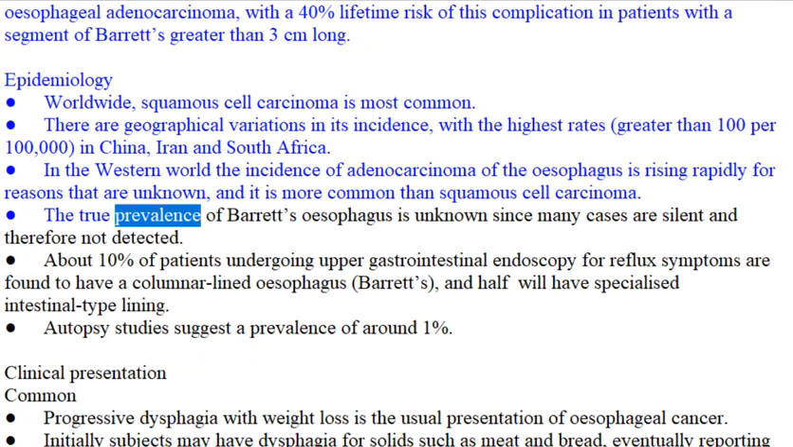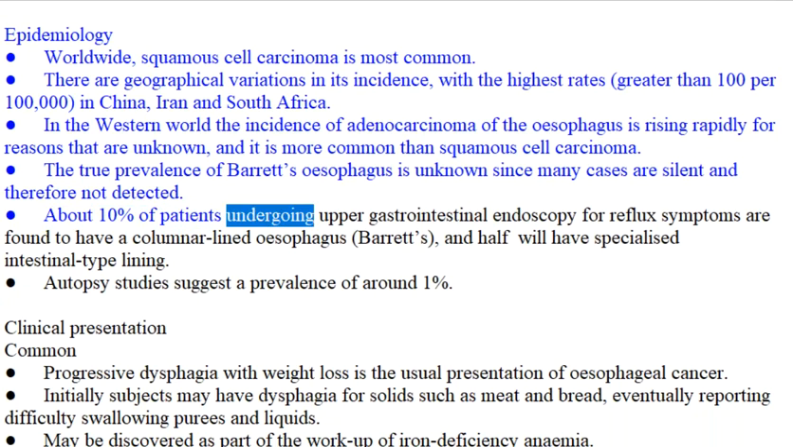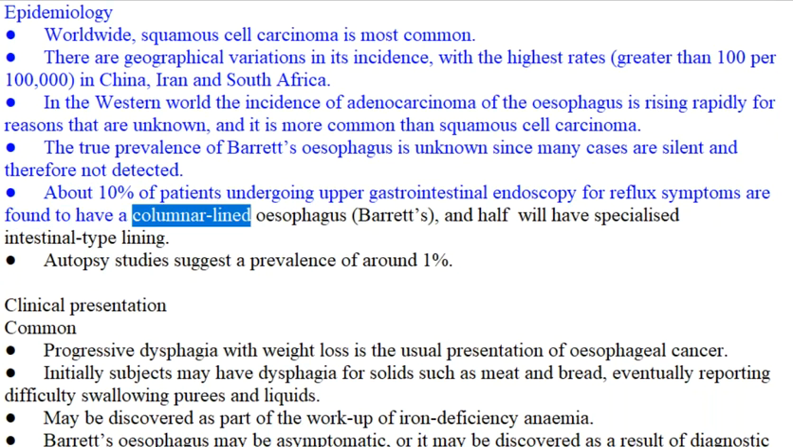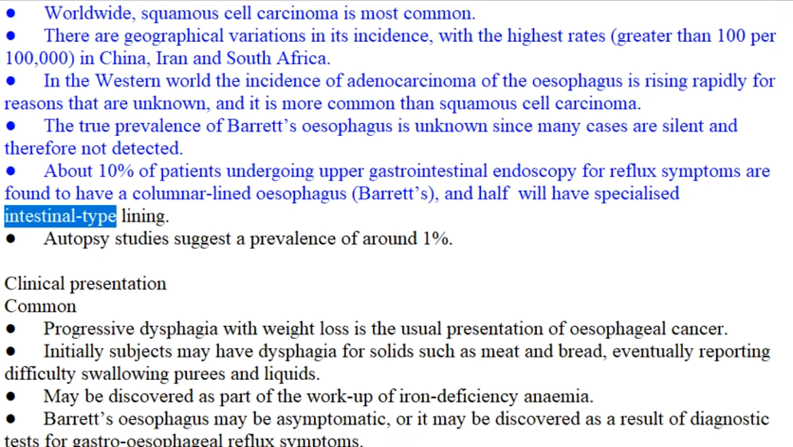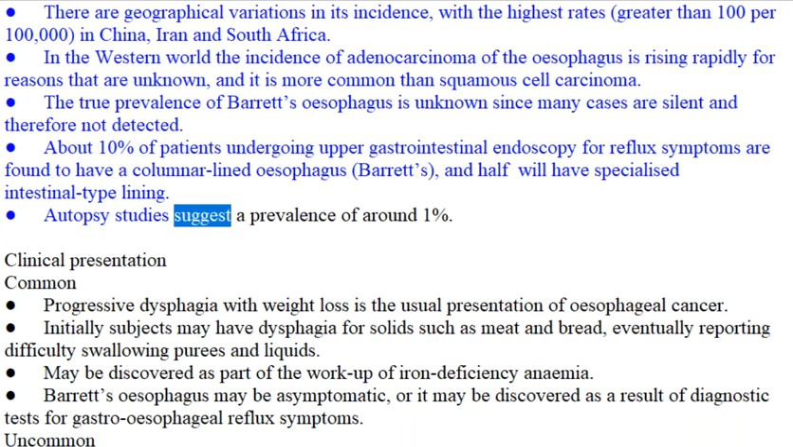The true prevalence of Barrett's esophagus is unknown since many cases are silent and therefore not detected. About 10% of patients undergoing upper gastrointestinal endoscopy for reflux symptoms are found to have a columnar-lined esophagus, Barrett's, and half will have specialized intestinal type lining. Autopsy studies suggest a prevalence of around 1%.